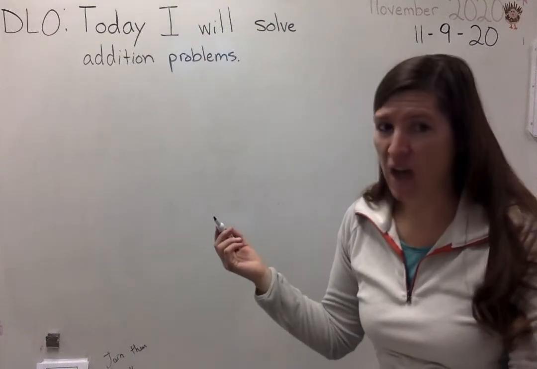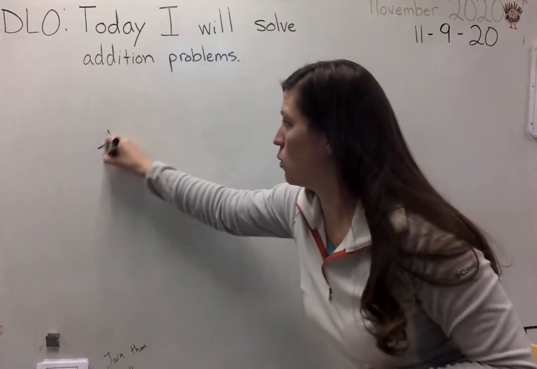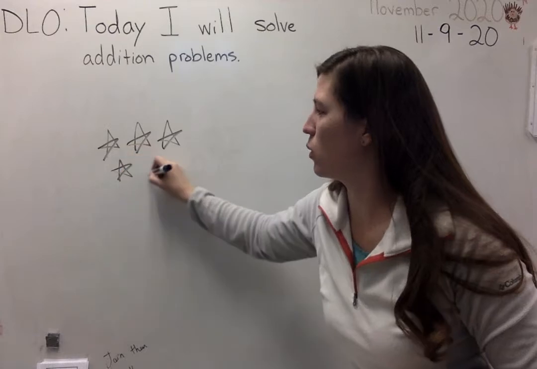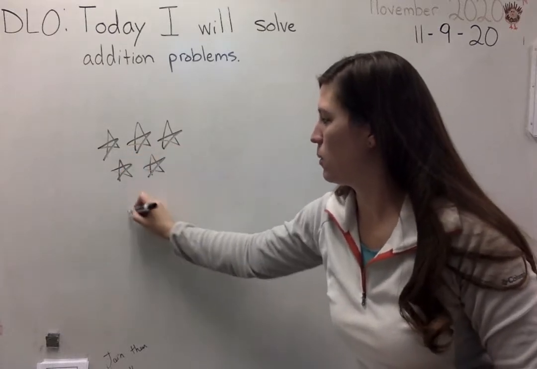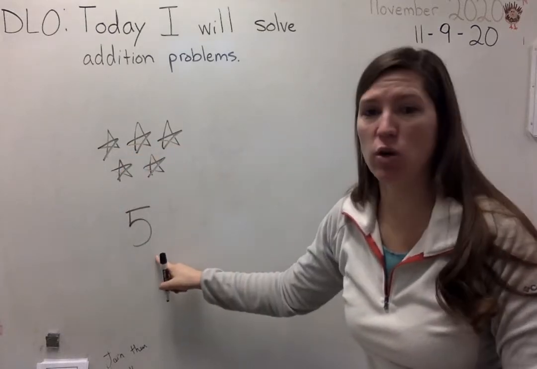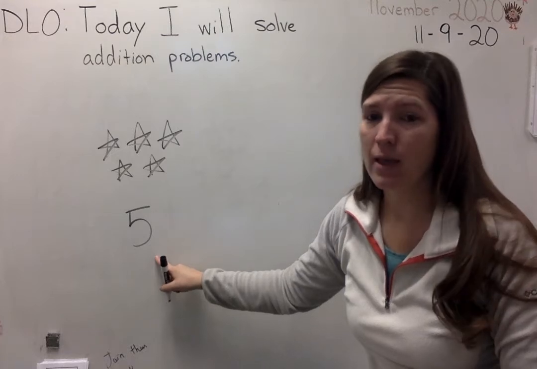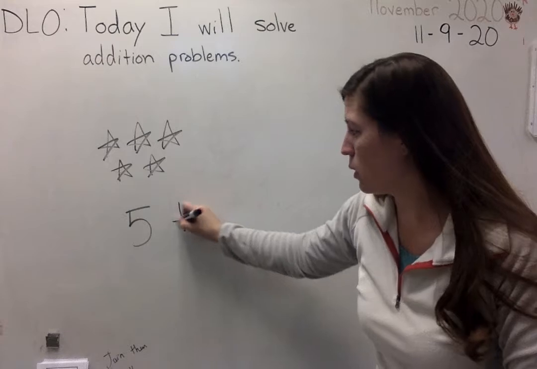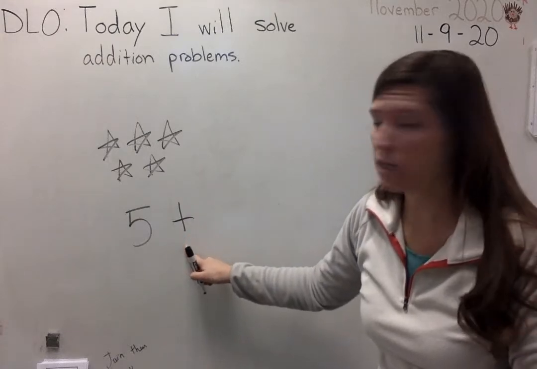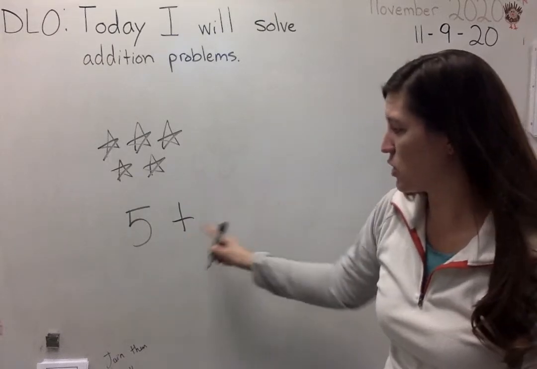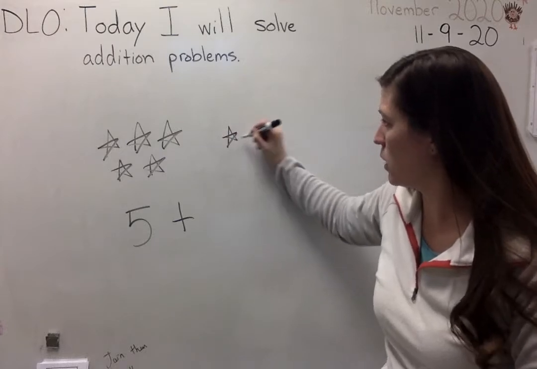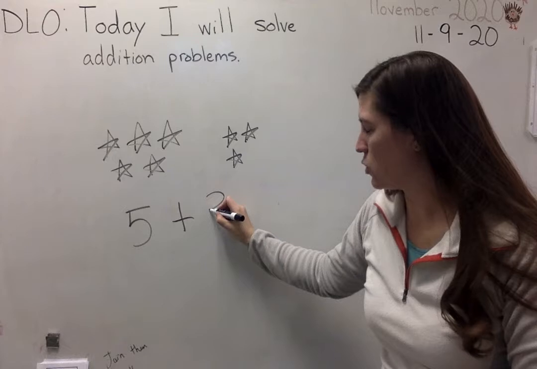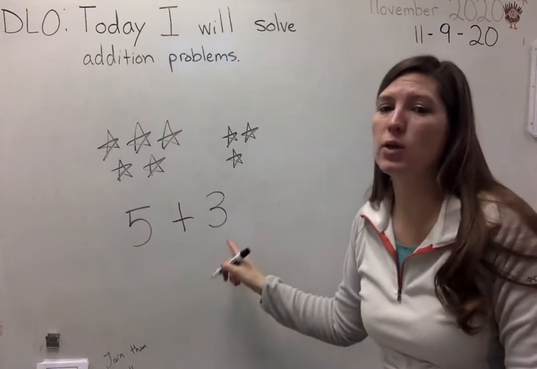I saw 5 starfish. 1, 2, 3, 4, 5. I saw 5 starfish on the beach. Then I saw 3 more walk up. More, the operation is plus. And I said I saw 3 more. 1, 2, 3. Around the tree, that's the way you make a 3.